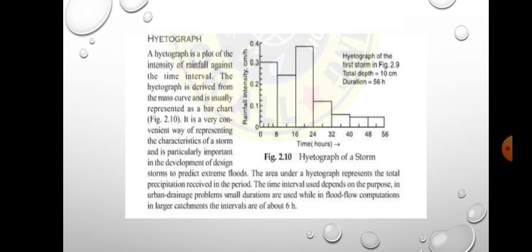represents the total precipitation received in the period. So, makita ninyo diha. The time interval used depends upon the purpose. In urban drainage problems, small durations are used, while in flood flow computations in larger catchments, the intervals are about 6 hours.